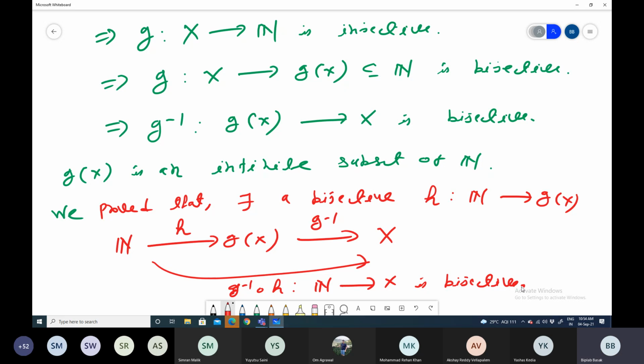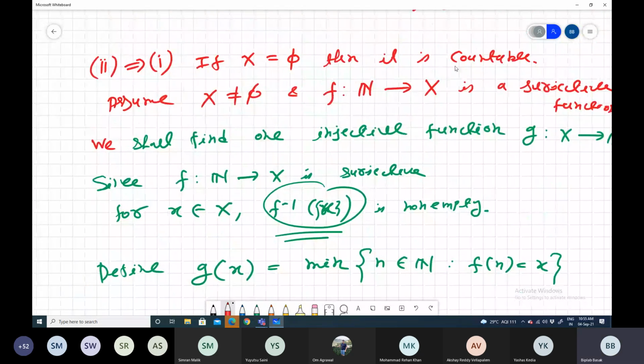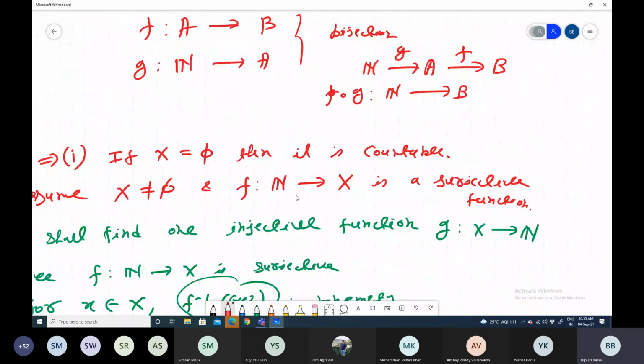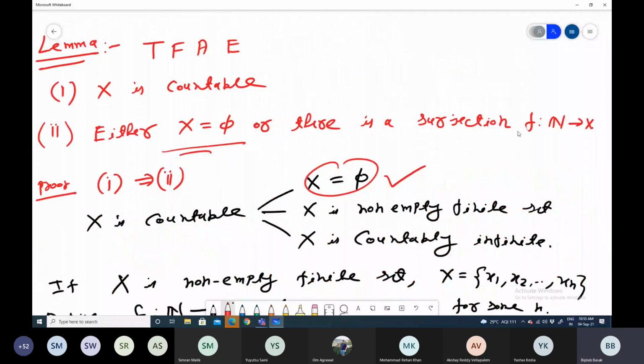Okay. So therefore X is countable if and only if there is a surjection from N to X. So from now onwards, if you want to prove that a set is countable or countably infinite, it is sufficient to find a list. The terms may be repeated. Okay, so I will continue from the next lecture. If you have a quick question, you can ask.